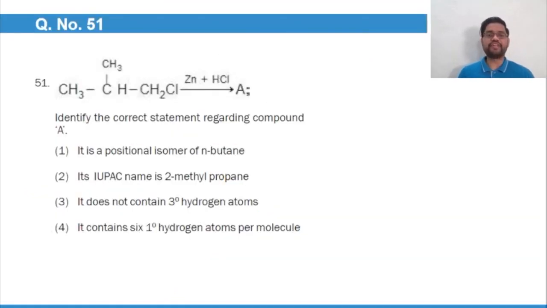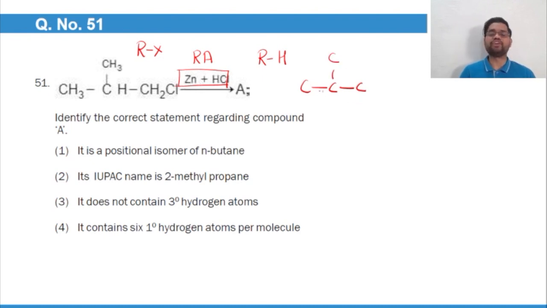So the first question that you encountered was this. In this, you can see that this is isobutyl fluoride treated with zinc and HCl. This zinc and HCl is a reducing agent and it reduces alkyl halide to the corresponding alkane. So the alkane that can be formed over here is this, and its IUPAC name is 2-methyl propane and the common name is isobutane. So it's a positional isomer of n-butane.